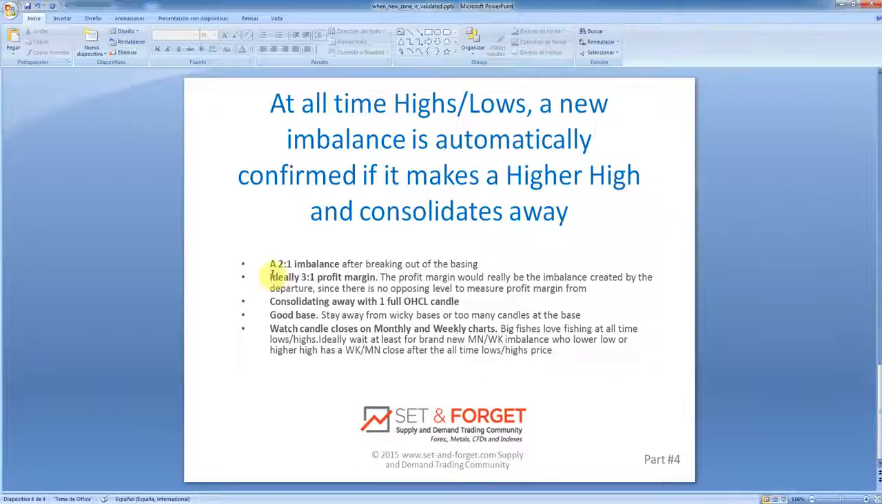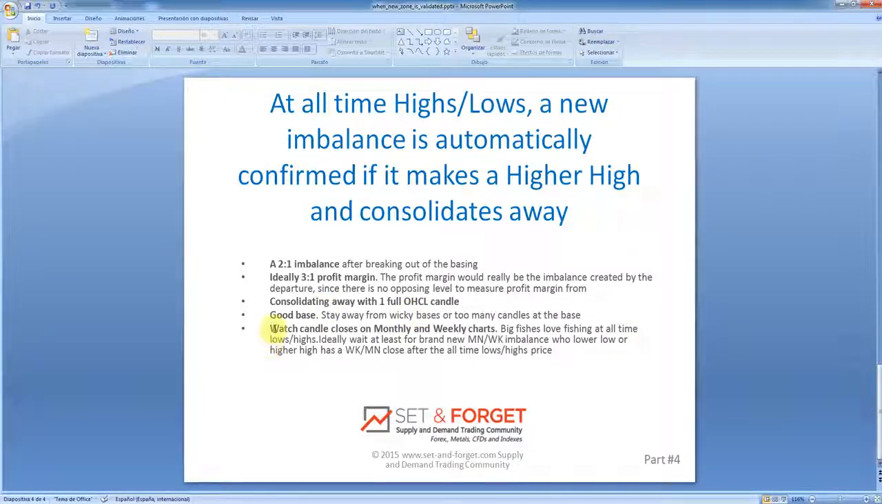So we need at least 2-to-1 imbalance, and the same applies after breaking of the basing. We need ideally 3-to-1 profit margin. The profit margin here is tricky because it could really be the imbalance created by the departure of that new level, okay? Because there is no opposing area to measure it from. We need consolidation away with one full candle as in any other level.